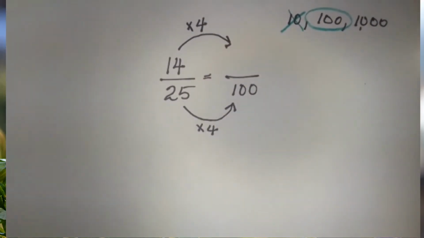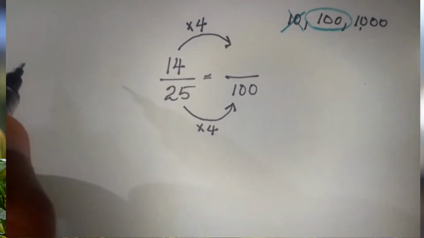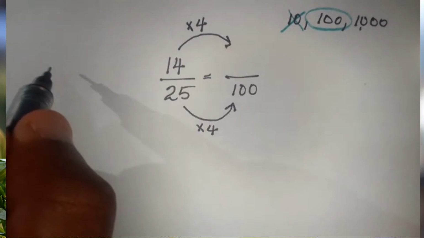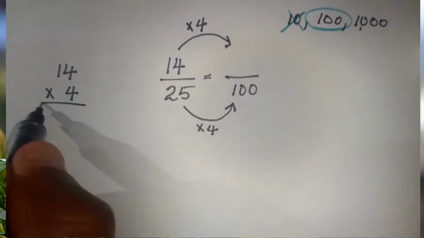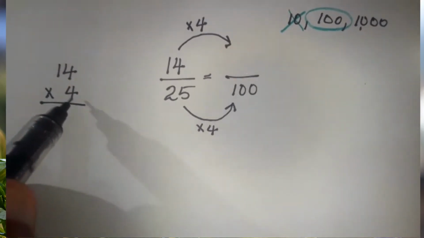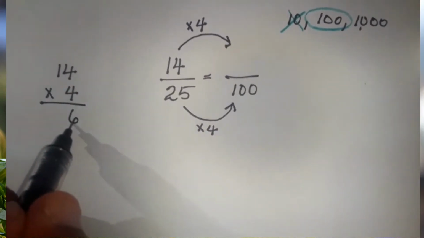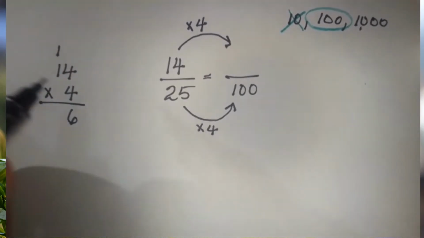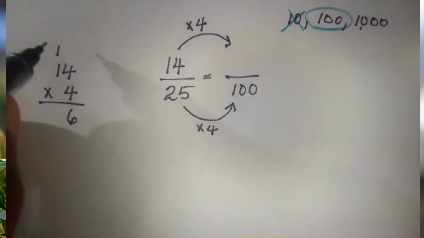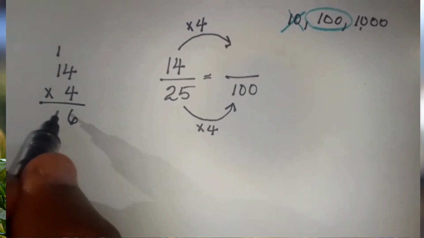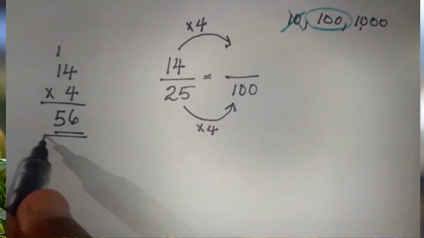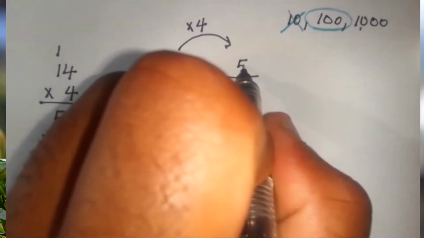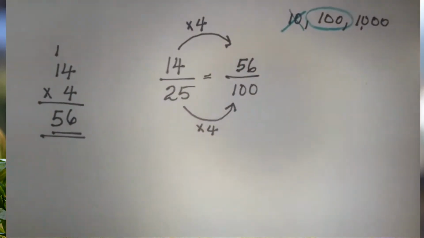Now let me remember how to multiply 14 by 4, so I'm going to come to the side and work it out. So I have 14 being multiplied by 4. See how neat I am with my work? So 4 times 4 is 16. Put the 6 here. Carry the 1. 4 times 1 is 4, plus this 1 that we just carried makes 5. So 14 times 4 is equal to 56. So I put in 56 as my new numerator.